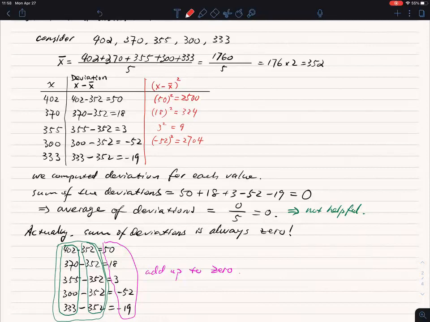And then negative 19 squared is going to be positive. This is 361. Okay, now what do we see? They are all positive, right? So the sum is going to be positive. Okay, so we call those squared deviations.